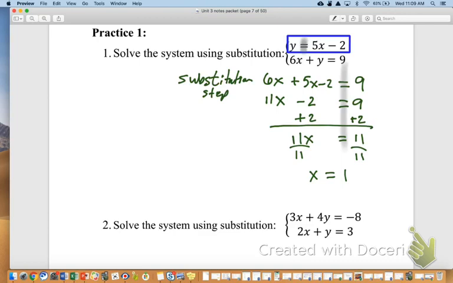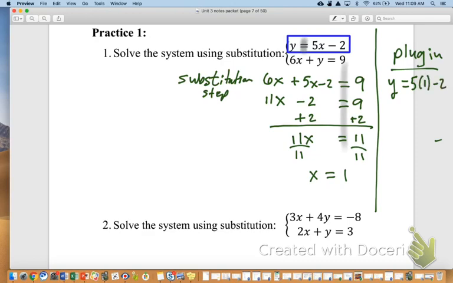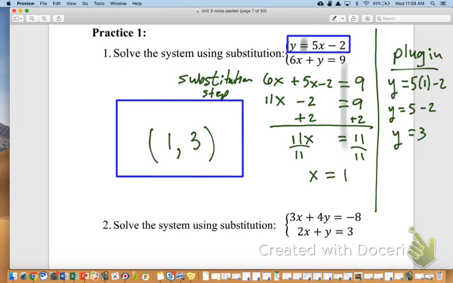So what I'm going to do is plug back in, and I'm going to say y equals 5 times 1 minus 2. I'm going to plug that x back in. I now know that the x is 1. I just have to figure out what the y is supposed to be. 5 times 1 is 5, and 5 minus 2 is 3. So x is 1, y is 3. My final solution would be (1, 3), and that is my answer. That's my solution to the system.